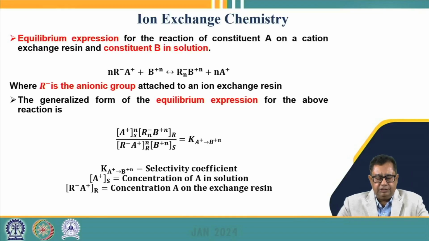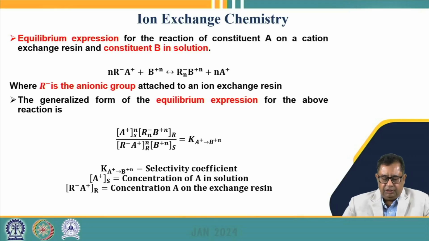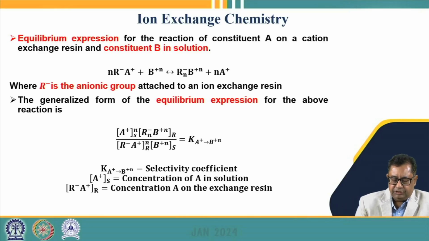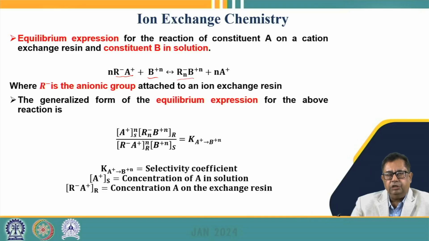So when we talk of ion exchange chemistry, let us consider a simple equation here, that is R minus A plus. Here R minus A plus represents the A plus ions which are present on the resin, whereas B n plus are the ions which are present in the solution. So when these B n plus ions are there, they will try to replace the A plus ions which are present on the resin, and the reaction will happen in such a way that the B n plus ions will go onto the resin, whereas A plus ions will come into the solution. That's how the ion exchange takes place.